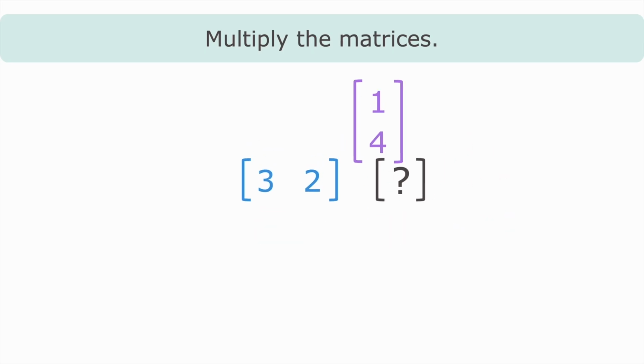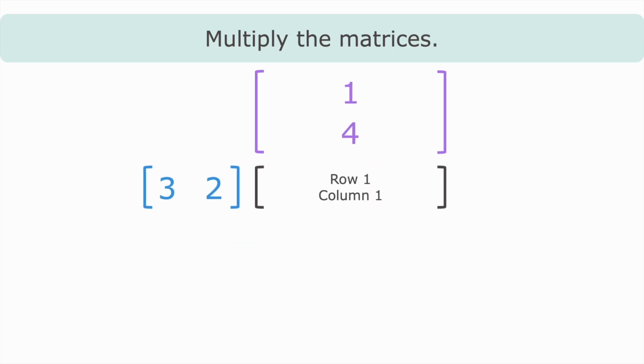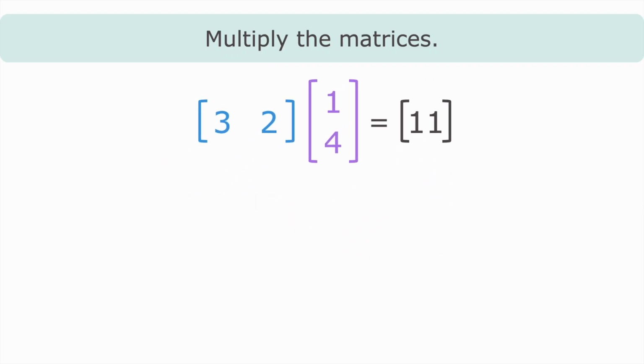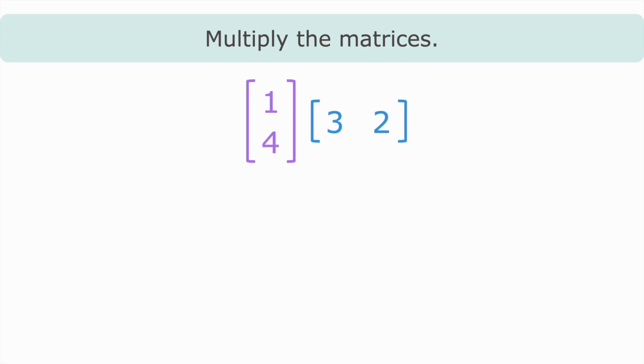Let's stack our matrices and multiply. We have 3 times 1 plus 2 times 4. This is equal to 11, and that's the only entry in our 1 by 1 product matrix. Great work! Let's see if we could switch the order of the matrices and multiply that way.